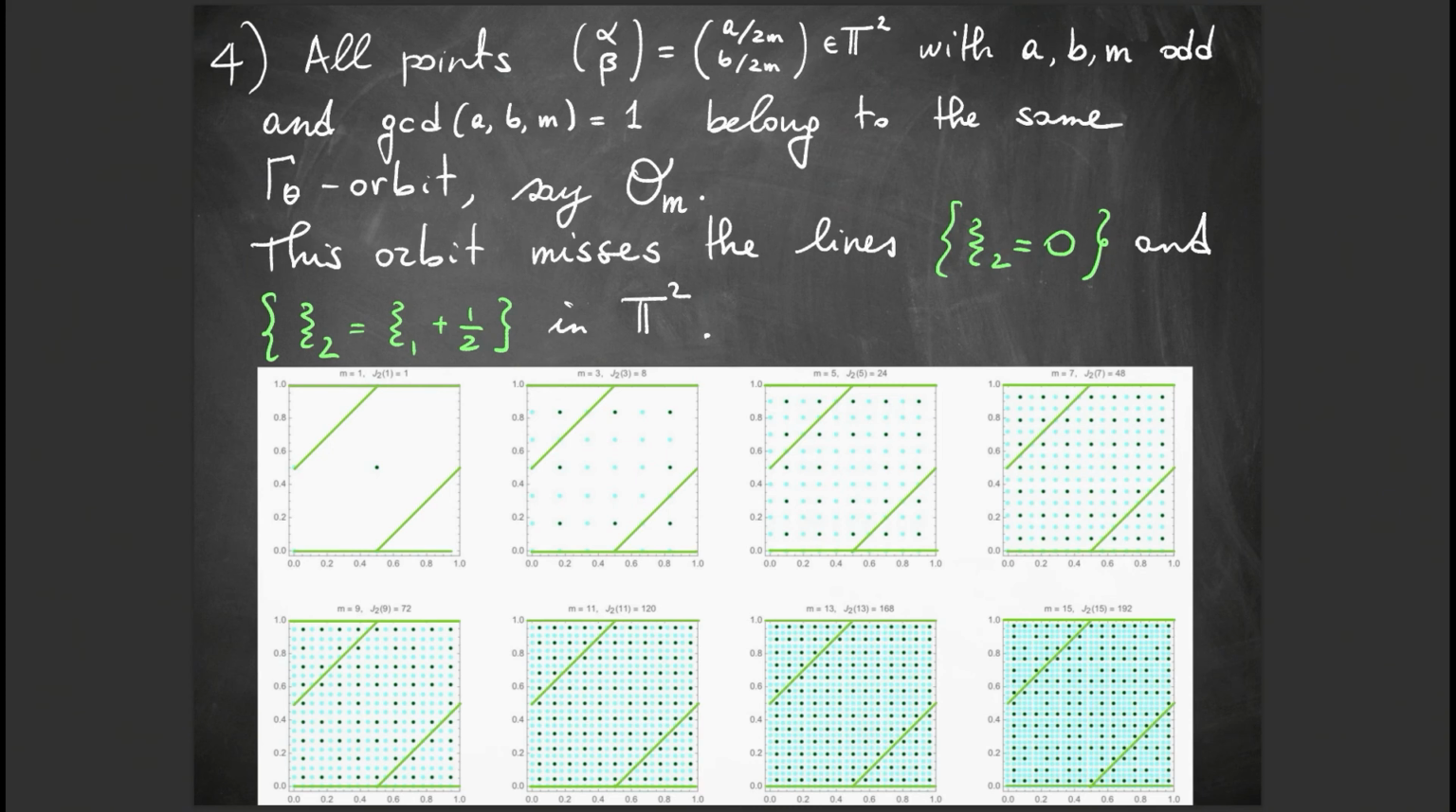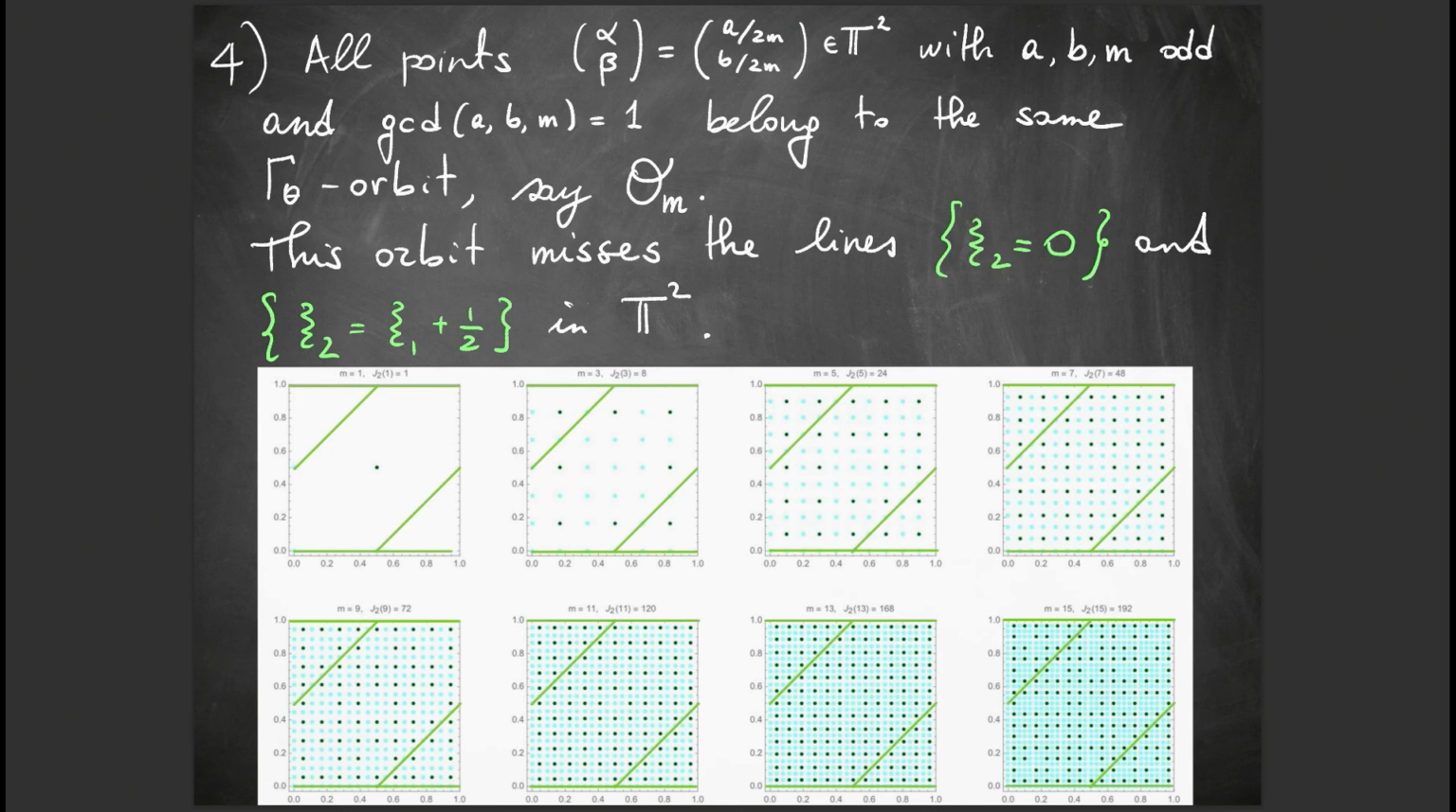For example, the orbit of the point 1 over 2m, 1 over 2m. That's the simplest of them. And I call the orbit OM. And you can check with number theoretical consideration that that orbit actually misses exactly those lines that you want to miss. And those are the only lines that would give you an opportunity to grow here. So this is, again, the picture for m equal to 1, 3, 5, 7, 9, 11, 13, and 15. And in all of these pictures, I hope you can see that this orbit, no matter how complicated it is, it just so happens that it avoids this horizontal line and also these two slanted lines. Kind of barely, but it does. So good. They avoid the lines where that's the only opportunity you have to be large.